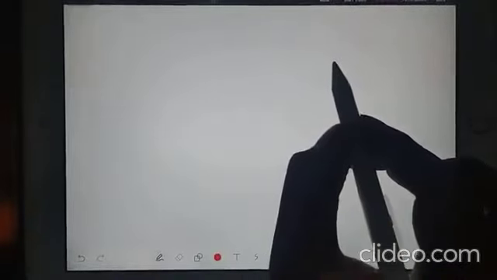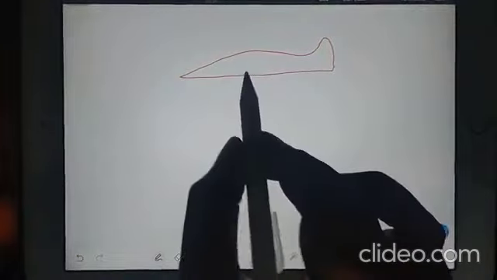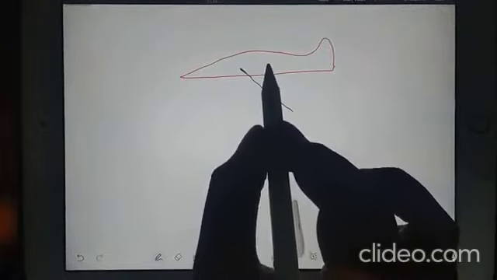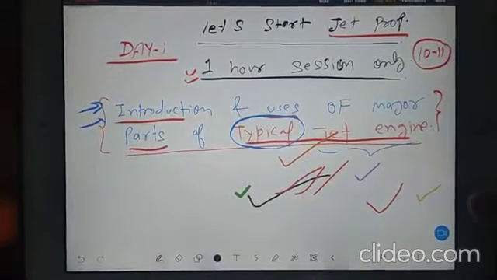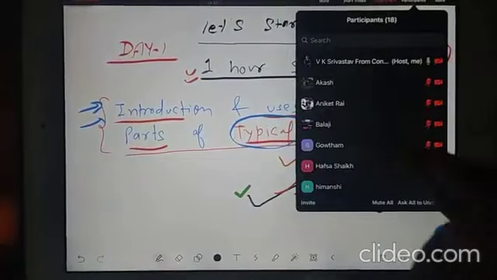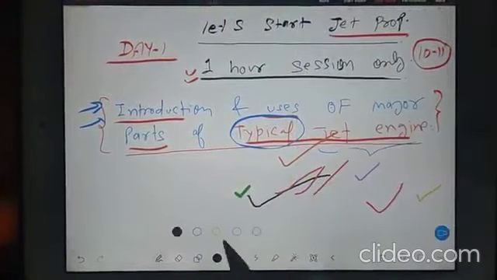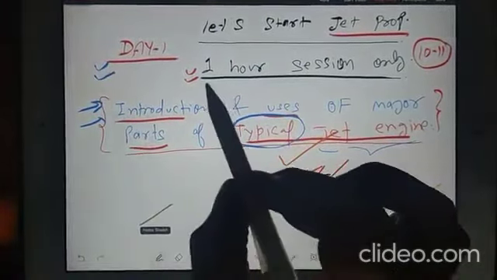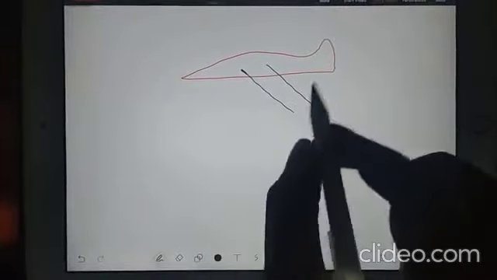Actually see, when we have the complete aircraft, in this complete aircraft we have a wing. Take down. Hafza, just take down. This is propulsion day 1. 1 hour done. Okay.